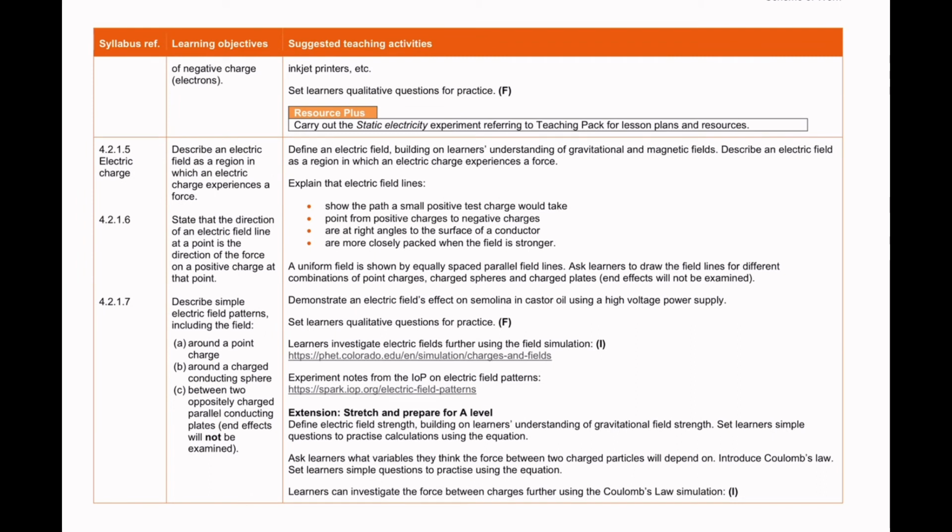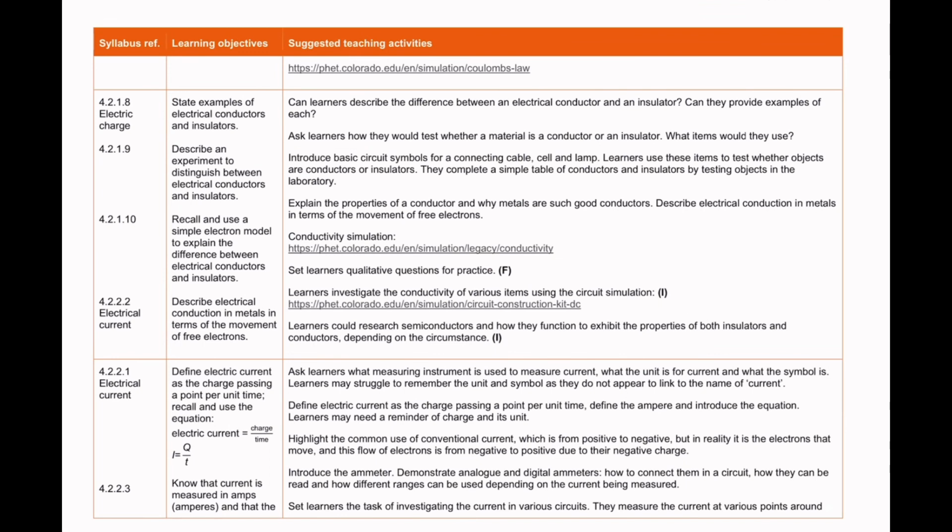Key concept: Electric charge. Learning objectives. Describe an electric field as a region in which a charge experiences a force. State that the direction of an electric field line at a point is the direction of the force on a positive charge at that point. Describe simple electric field patterns, including the field A, around a point charge, B, around a charged conducting sphere, C, between two oppositely charged parallel conducting plates. Edge effects will not be examined.